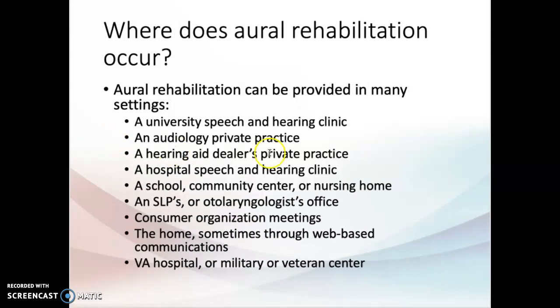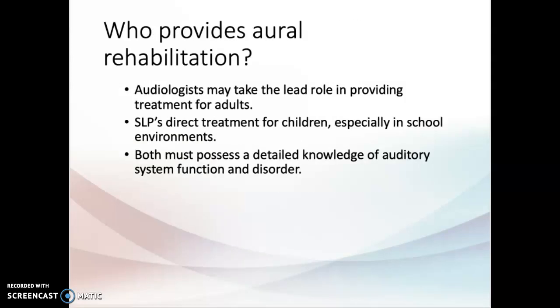Where does it occur? It can occur anywhere from university speech and hearing clinics. You don't see it as much in audiology private practice, mostly because you can't bill for these services or rehab services. But primarily university speech and hearing clinics have them, sometimes within the schools. But there you can see the list of all the potential locations where AR can occur.